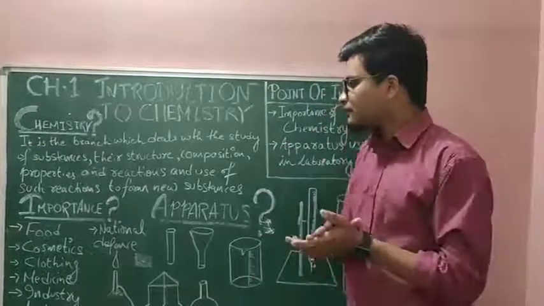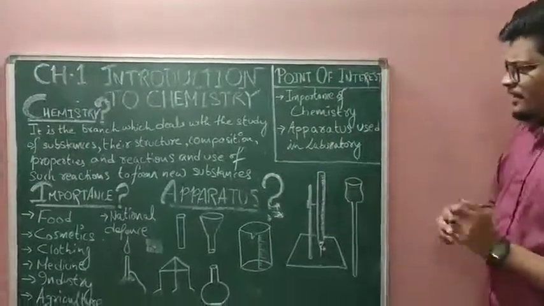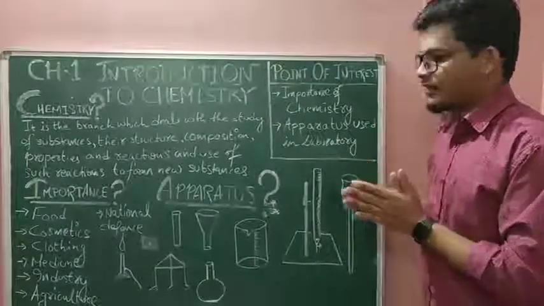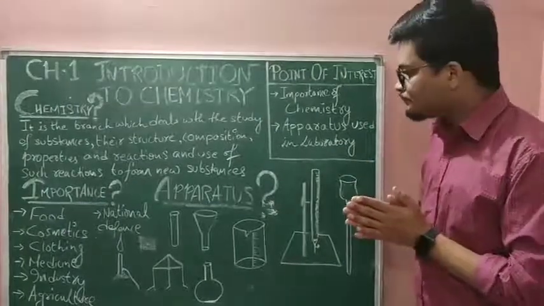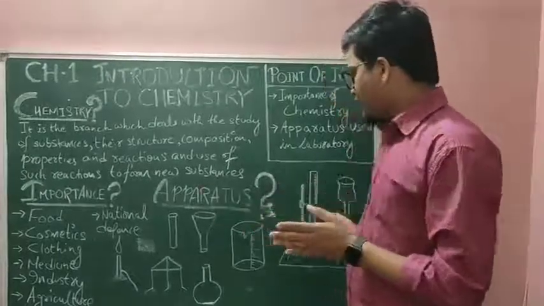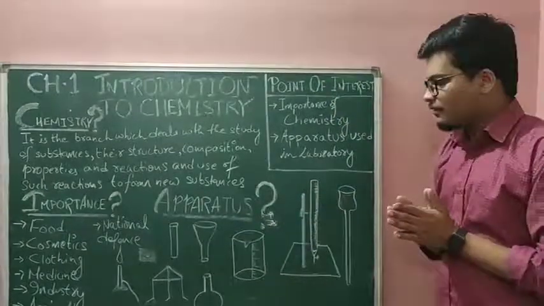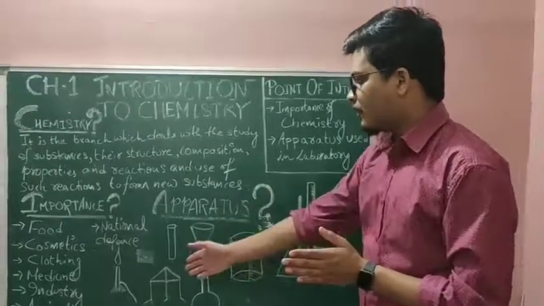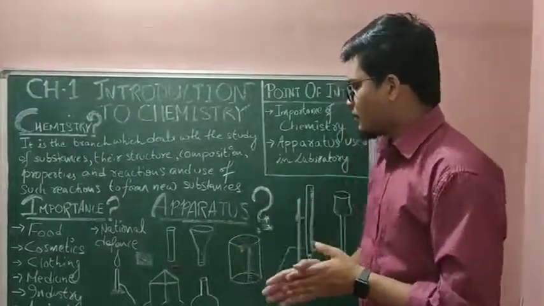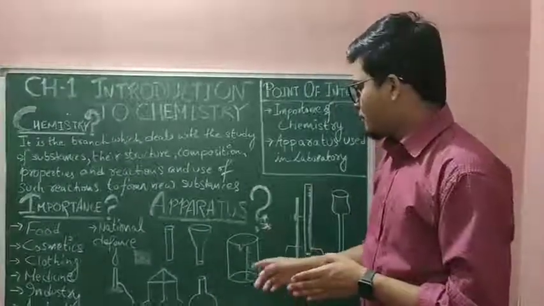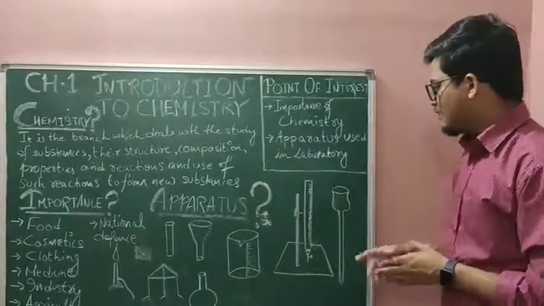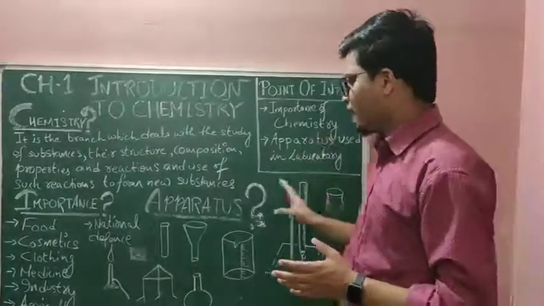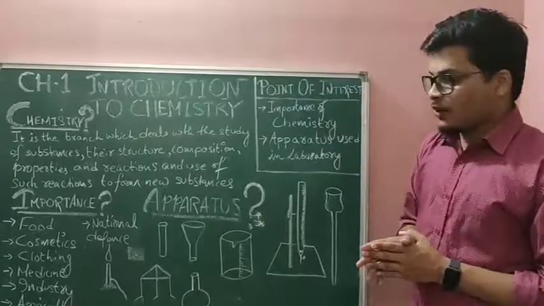Clear? Now, let us quickly see some of the very important apparatus used in laboratory. Clear? Here are a few you can see on the green board, namely test tube, funnel, tripod, Bunsen burner, wire gauze, flat bottom flask, beaker, burette, thistle funnel. There are many. Few I have shown in your board.